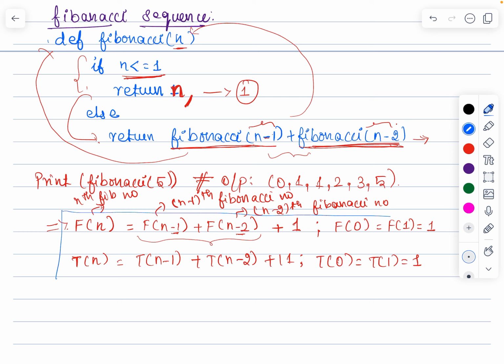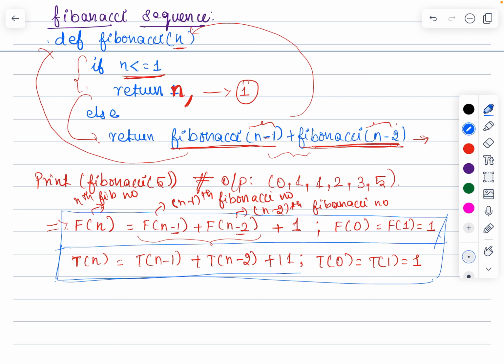So this is the recurrence relation. You can write it in either way for framing the Fibonacci sequence. This is the example recurrence relation where the decreasing function is involved. We can go with the substitution method to solve this.